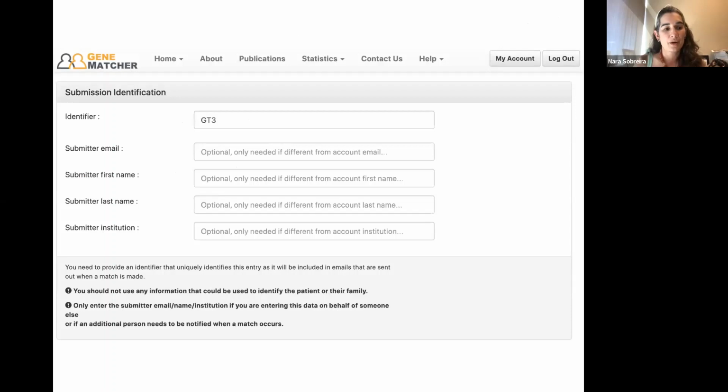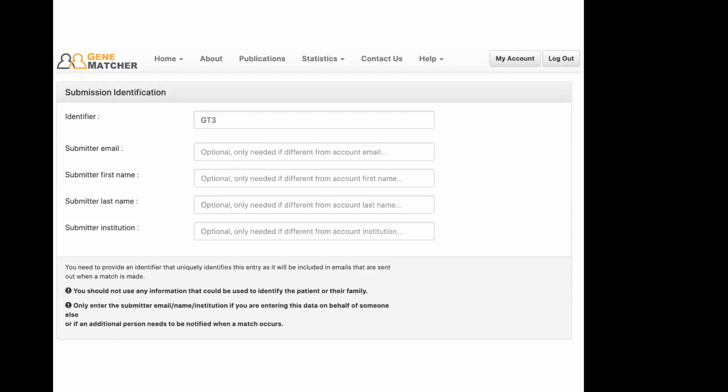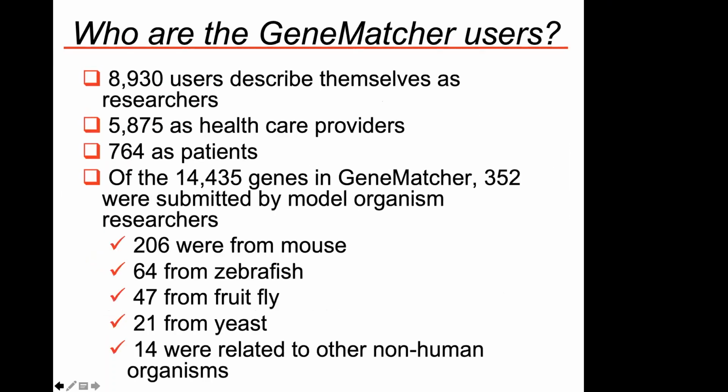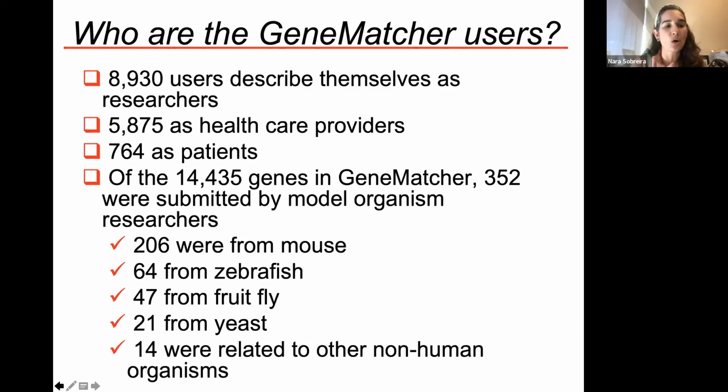Any questions? So Nara, yes, we did have a question about the numbers. The number of 8,930 users, does that include only those primarily registered with GeneMatcher or also registered with Decipher? These numbers are all GeneMatcher only.